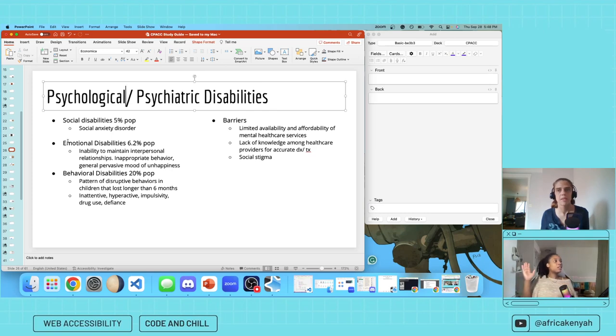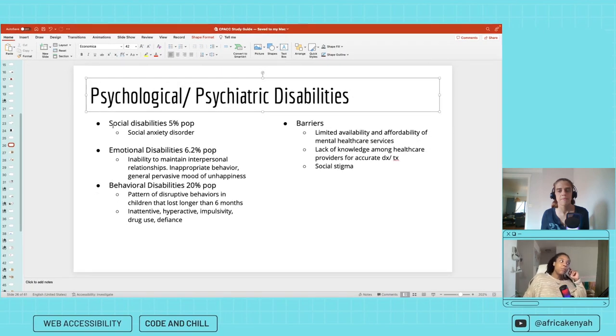We'll look at psychological, psychiatric disabilities. Let's get into it. We have social disabilities, like social anxiety disorder. I have an anxiety disorder, but I am really good at pretending that I don't. I want to throw up every time I speak in public and faint, but I'm getting better at it. That's 5% of the population. That's a whole lot of us.